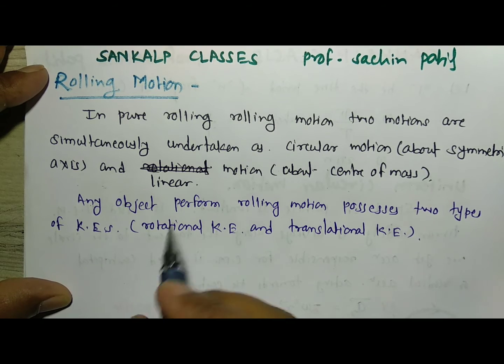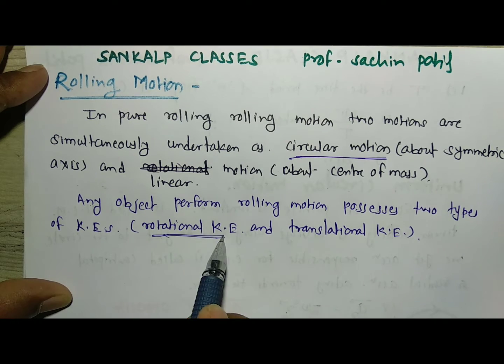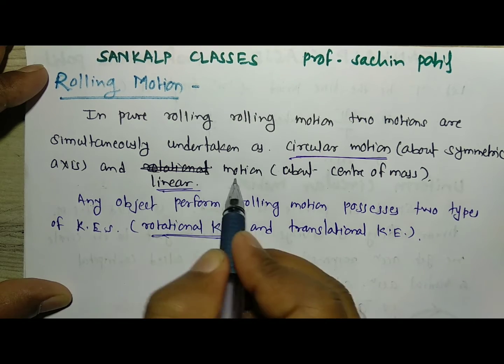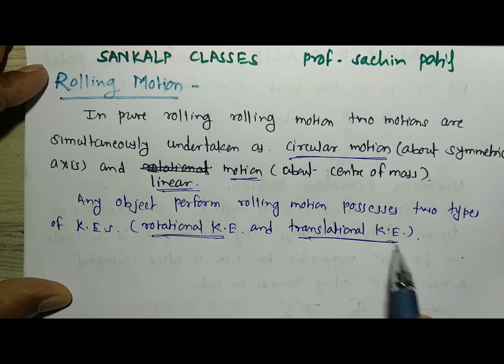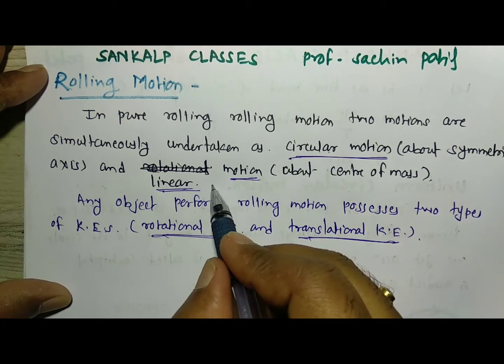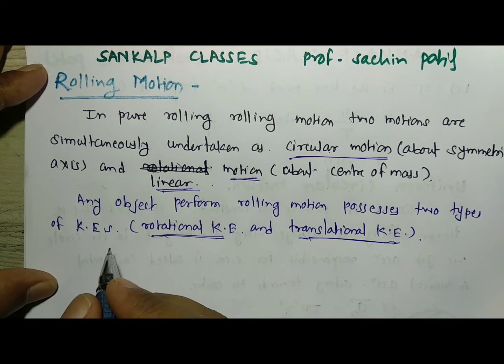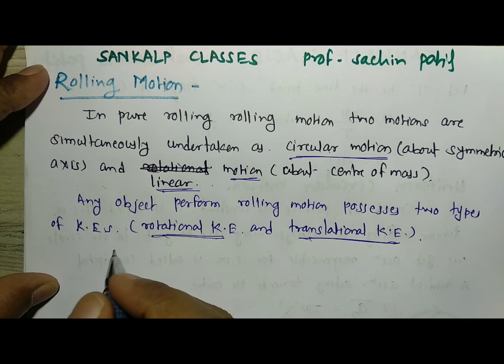Due to the circular motion of a body, you get the rotational kinetic energy, and due to the linear motion of a body, you get the translational kinetic energy. Therefore, rolling motion is a combination of circular motion and linear motion, so it possesses rotational kinetic energy as well as translational kinetic energy.